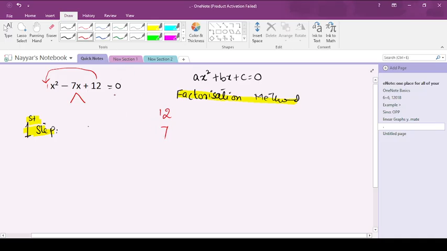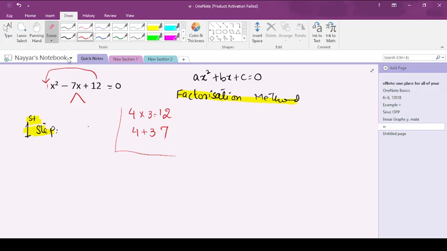Now what you need to do is find two factors such that when you multiply them you get 12, and when you add or subtract them you get 7. So this is your first step, that you have to find out the factors, and write down the factors in place of the middle term. You can see that 4 times 3 is 12, and when you add 4 and 3 you get 7, right? So our factors are 4 and 3.